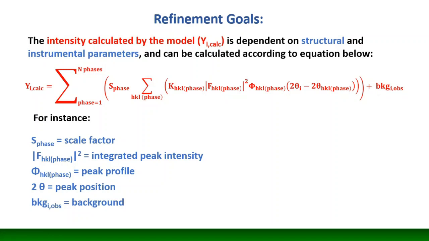As you can see, there are two summations contained in this equation. This innermost summation relates to all the points for a certain phase in the diffractogram, whereas this outermost summation refers to each phase. So suppose you have a multi-phase diffraction pattern. You have to do this internal summation for every phase, multiply that by the scale factor, and after that do a final summation for all the phases present in the X-ray diffraction pattern.